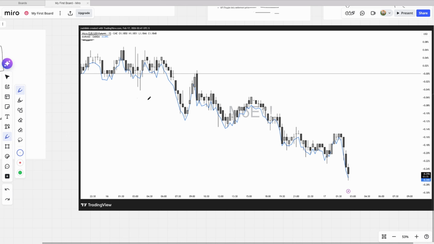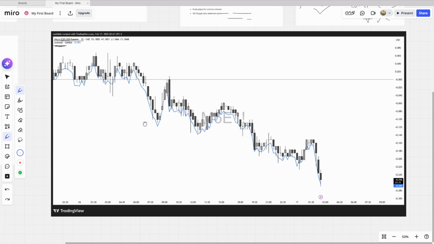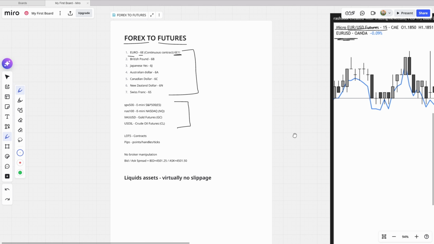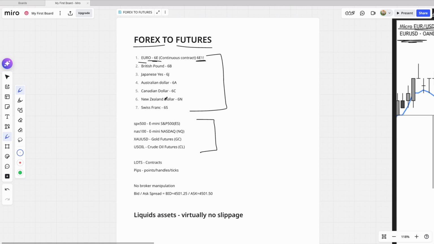EURUSD is the euro paired directly against the US dollar in the spot Forex market. 6E is the euro futures contract traded on the CME. It represents the euro itself in a standardized contract format. Because they trade in slightly different markets with different liquidity sources, you may notice small differences in price and structure. But overall, the movement is highly correlated. Many traders who come from Forex and are comfortable trading EURUSD will simply switch to trading 6E in the futures market.